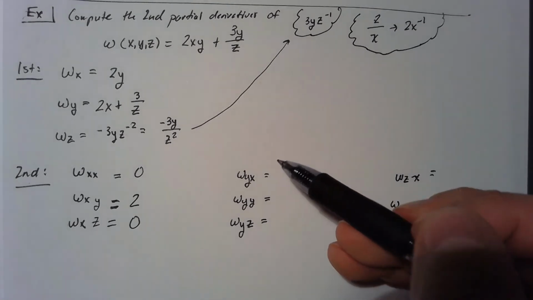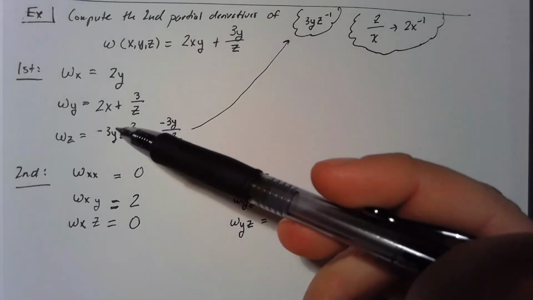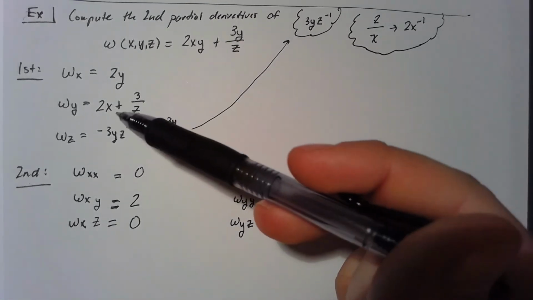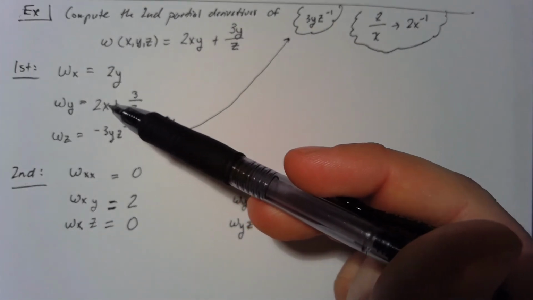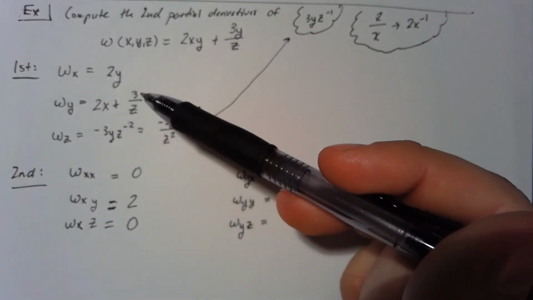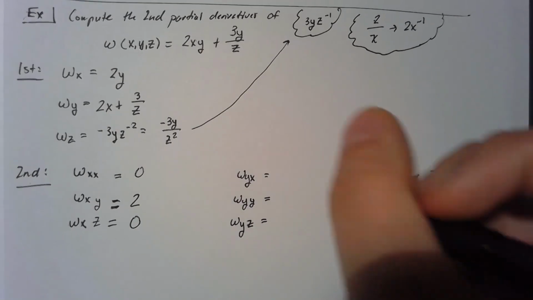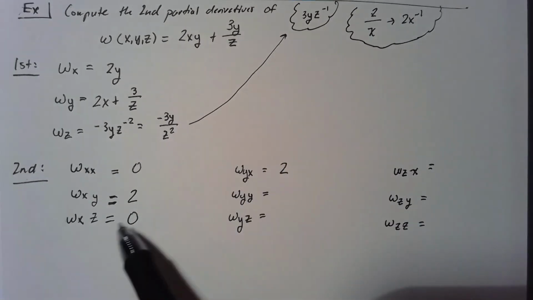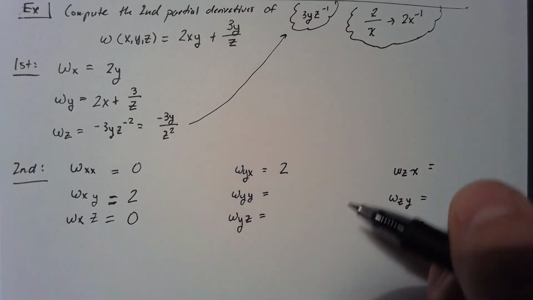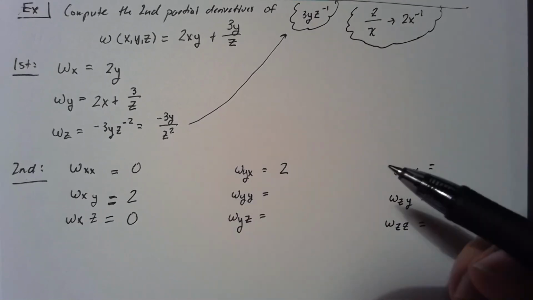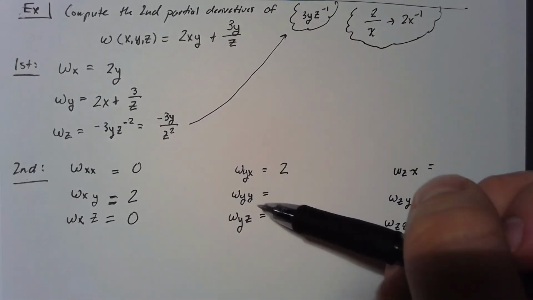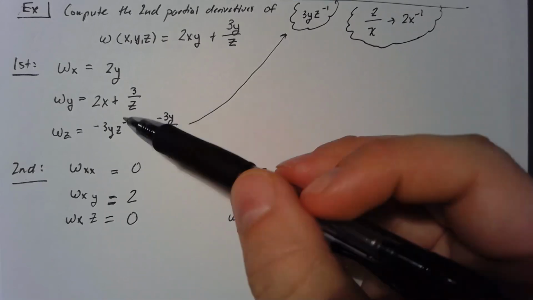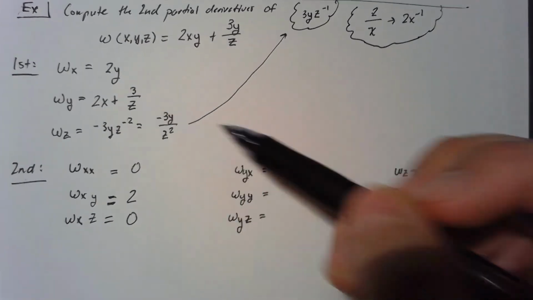So what's the partial derivative of y with respect to x? Well, that's going to be 2, right? Because the derivative of 2x is 2. This is a constant, so that's 0. 2 plus 0 is 2. Or using the mixed derivative theorem, yx and xy are the same. All right, what's the partial derivative with respect to y and y? Well, there are no y's in here, so that's going to be 0.